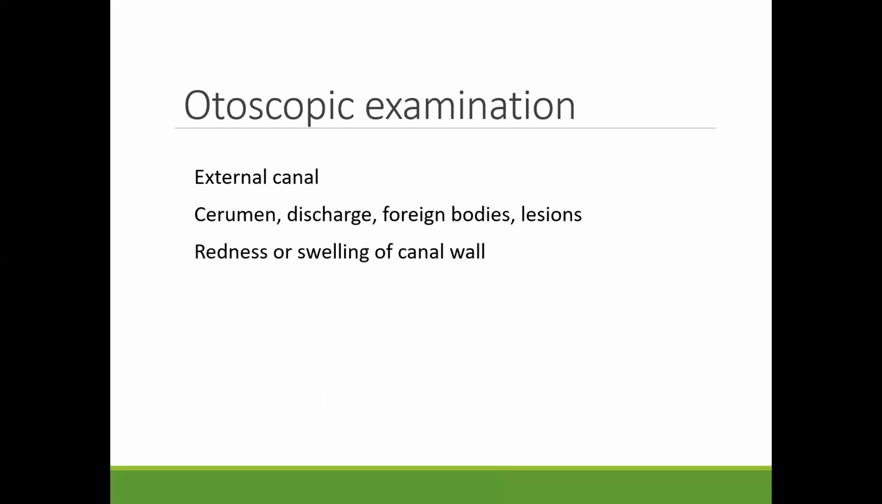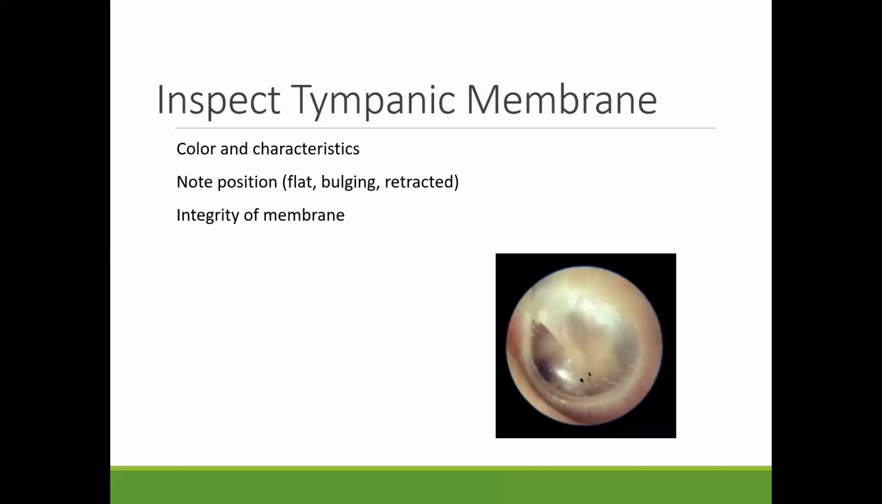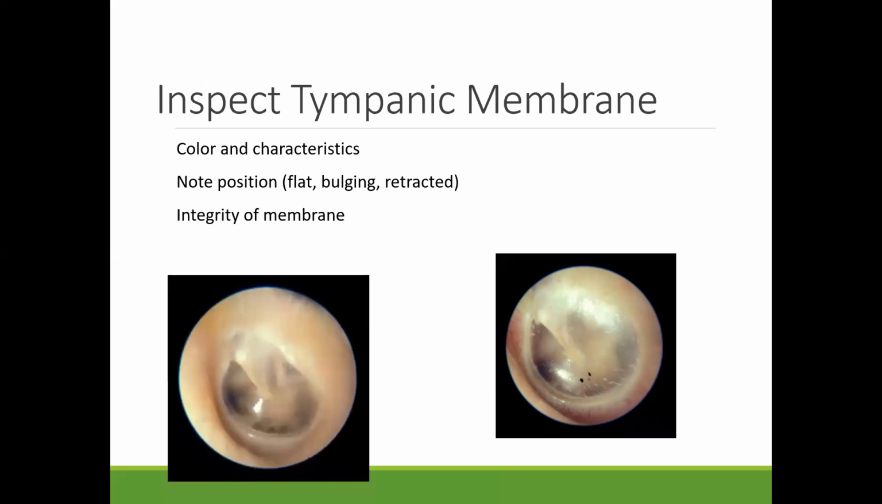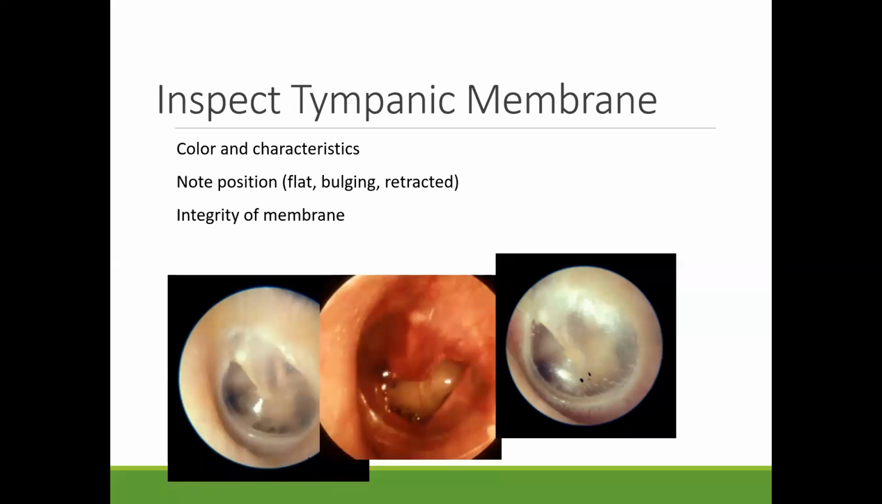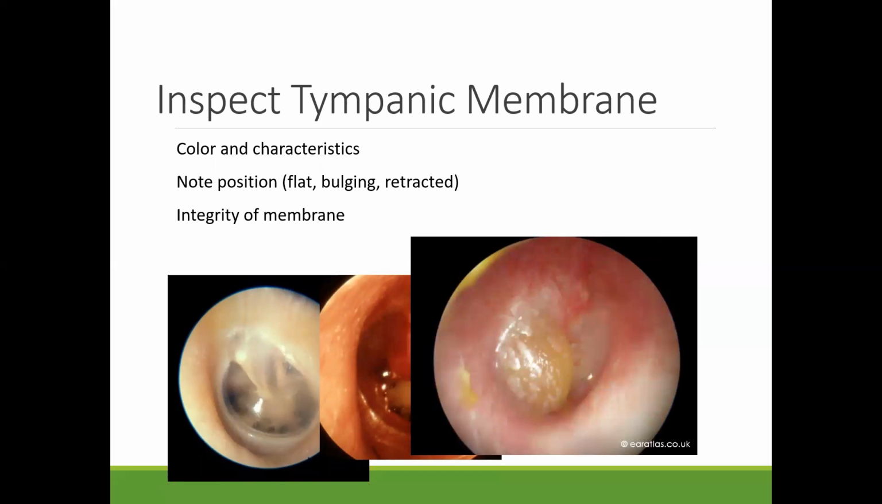Otoscope, you're going to look at the external canal. We're not sticking it so deep down in the ear. We literally just want to look at the middle ear, but you're not sticking it more than a half inch. So this is what the tympanic membrane should look like. No infection, no inflammation. It's a little inflamed. This one's a lot inflamed, and this one's infected.